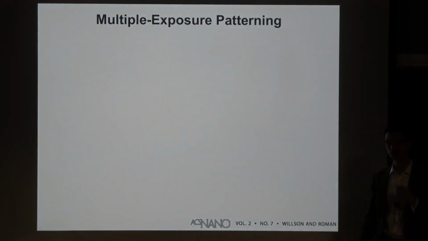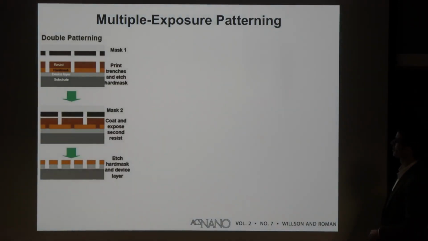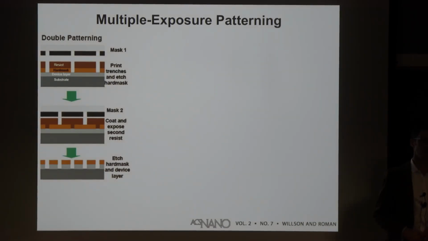Another trick is to use multiple exposure patterning. These techniques are used ubiquitously in photolithography, and they work in general by this method. It's pretty intuitive. So just starting at the bottom, suppose you wanted to make a structure that looked like this. Don't worry about what a hard mask and the device layer is. Just say this is all silicon.